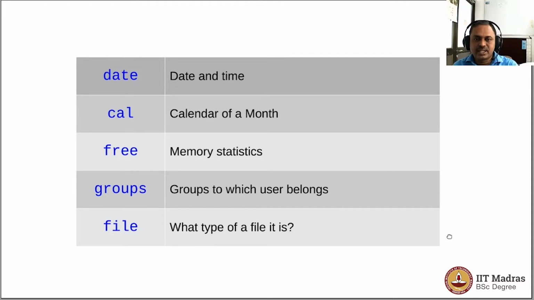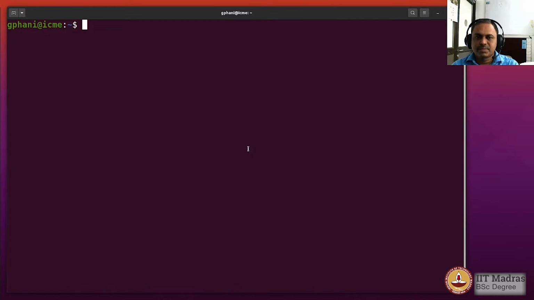The commands that we are going to look at are the following: to know the date and time at this moment, the calendar of this month, some statistics about the memory that is available, which groups the current user belongs to, and, in the directory listing that we are seeing in our home directory, what type of file each entry corresponds to. Now let us explore some of these commands by using the command line environment.